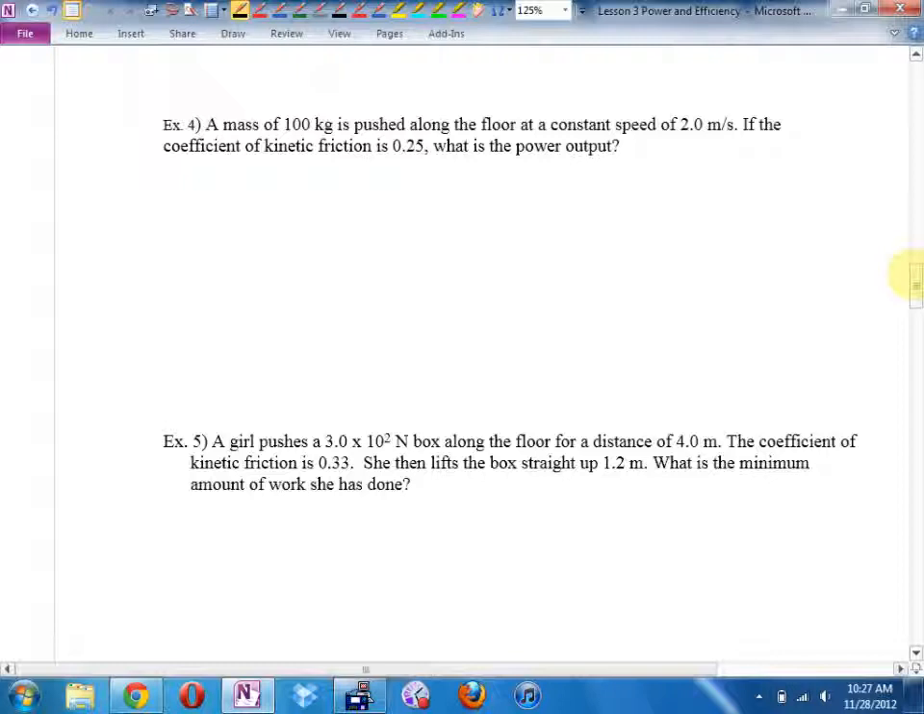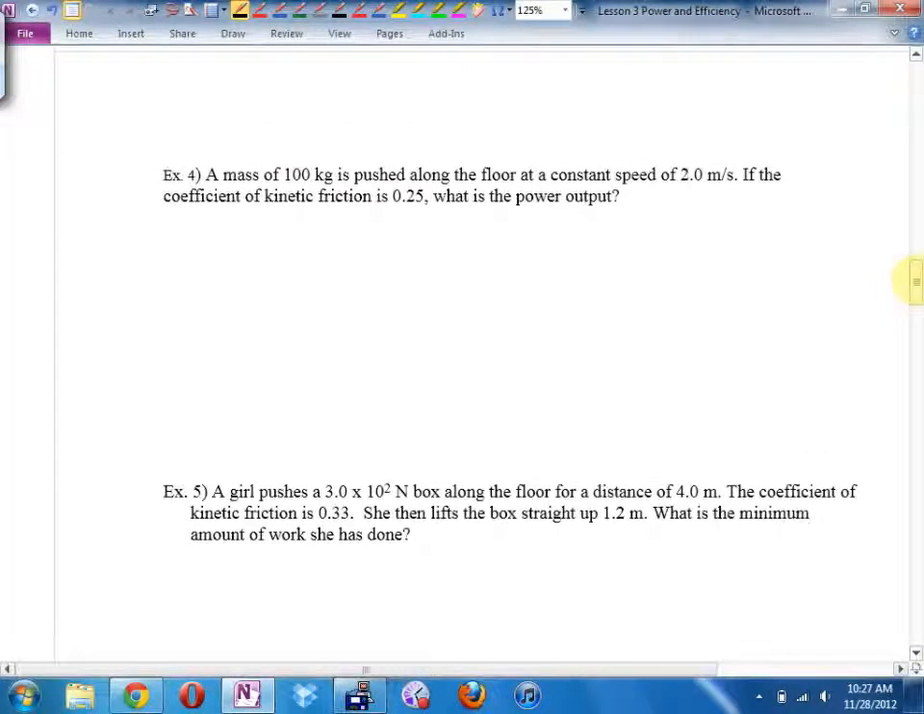Example 4. A mass of 100 kilograms is pushed along the floor at a constant speed of 2 meters per second. If the coefficient of kinetic friction is 0.25, what's the power output?